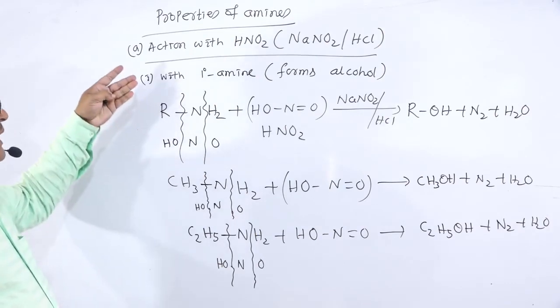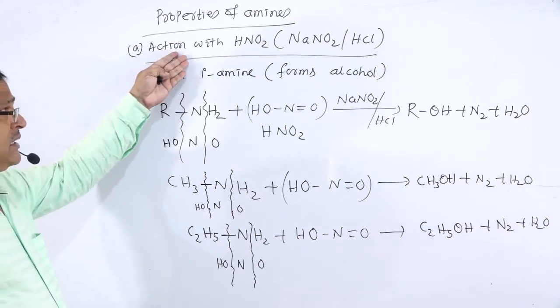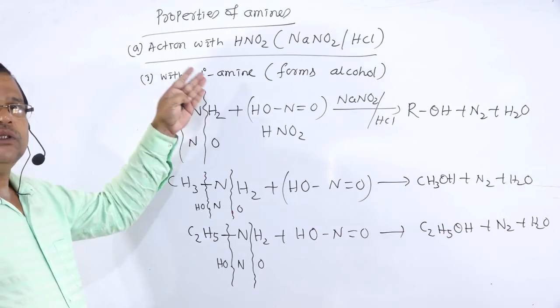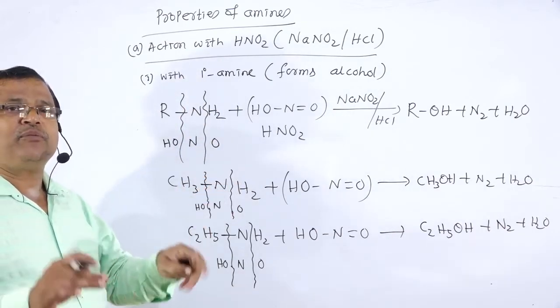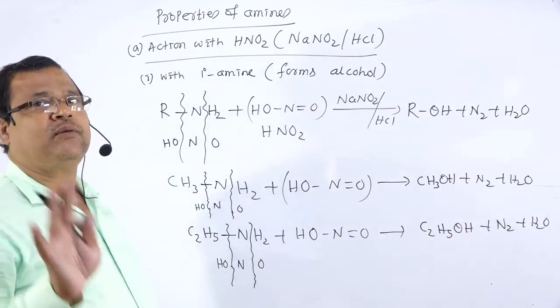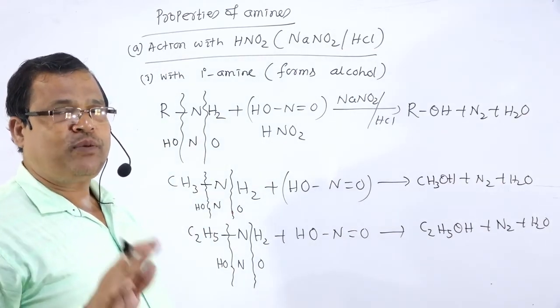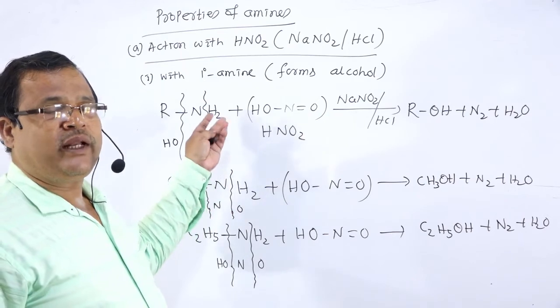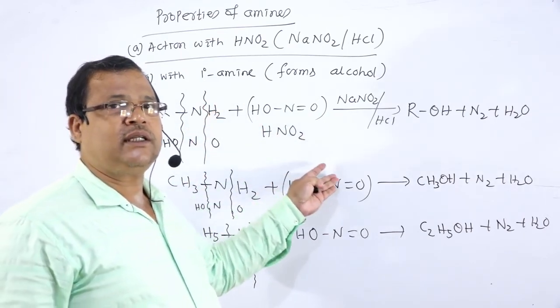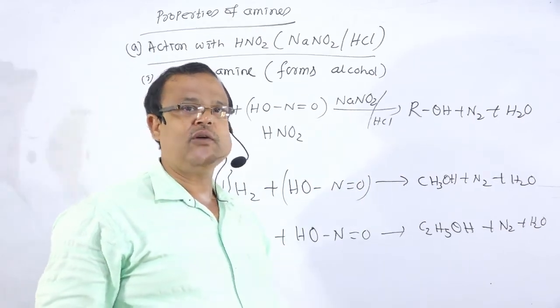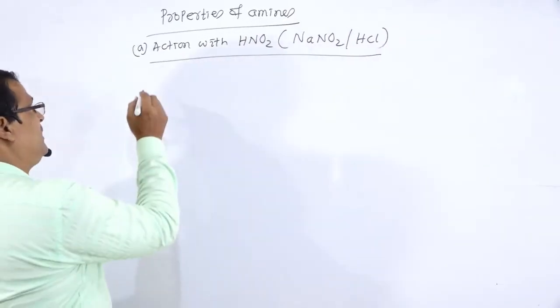We have to explain the action of nitrous acid with primary amines, with secondary amines, with tertiary amines. And we have to distinguish between primary, secondary and tertiary amines with the help of nitrous acid. So first one, whenever primary amines are treated with nitrous acid, there is the formation of primary alcohols.